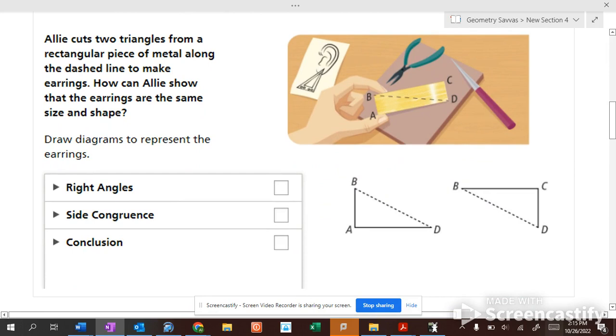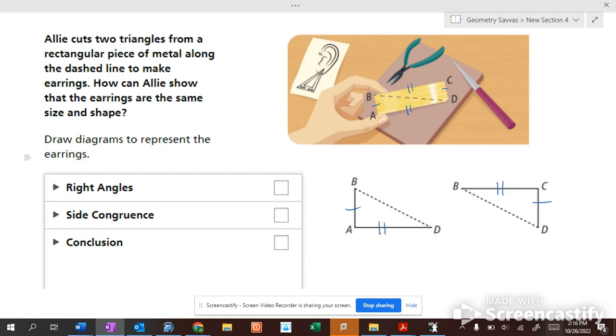All right. So Allie cuts two triangles to make earrings like this. Kind of cool looking earrings with a right angle on it and another angle on it. She's going to make earrings out of that piece of metal, so she's going to cut across the dashed line, and this is a rectangle. What do we know about opposite sides of a rectangle? They're always the same. They're always equal. They're always congruent. So this side's congruent to this side, and this side's congruent to this side. So AB is congruent to CD, and BC is congruent to AD.